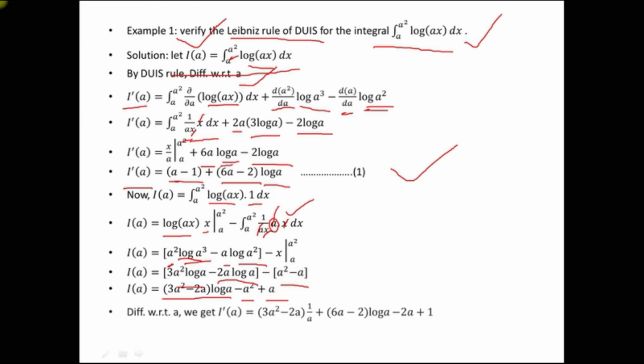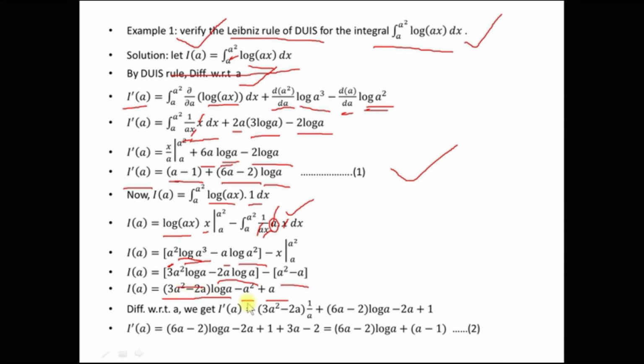Now check our equation number 1. We have calculated here the derivative of this integral. So we got here I of a. If we differentiate this with respect to a, then we will get I dash of a. Then we will check whether these two equations are equal or not. So now we are going to differentiate this with respect to a.